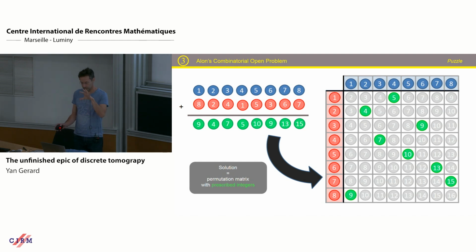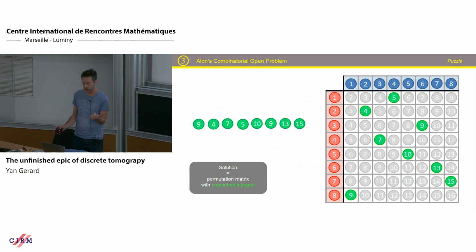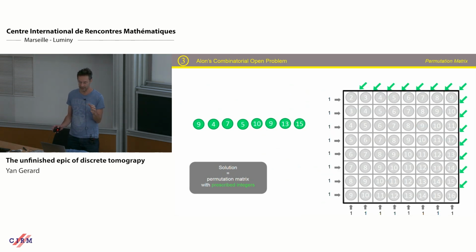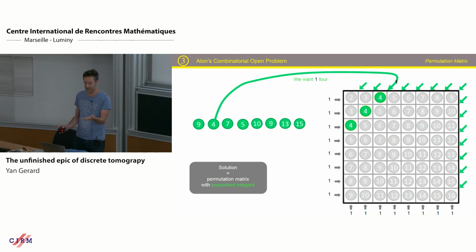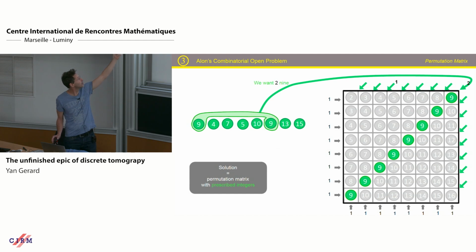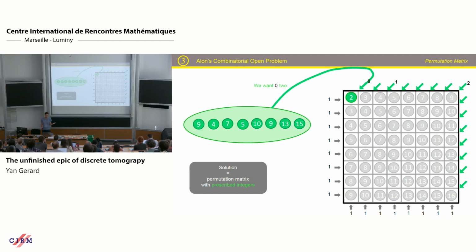And at the end, I will have a permutation matrix. Then, if I think about my problem, I want, for instance, 4. It means that I will select one cell on this diagonal, and I want 2, 9. It means that I'm going to select two values on this diagonal. And I don't want any 2, then I will put 0. I want 0, 2 on this.